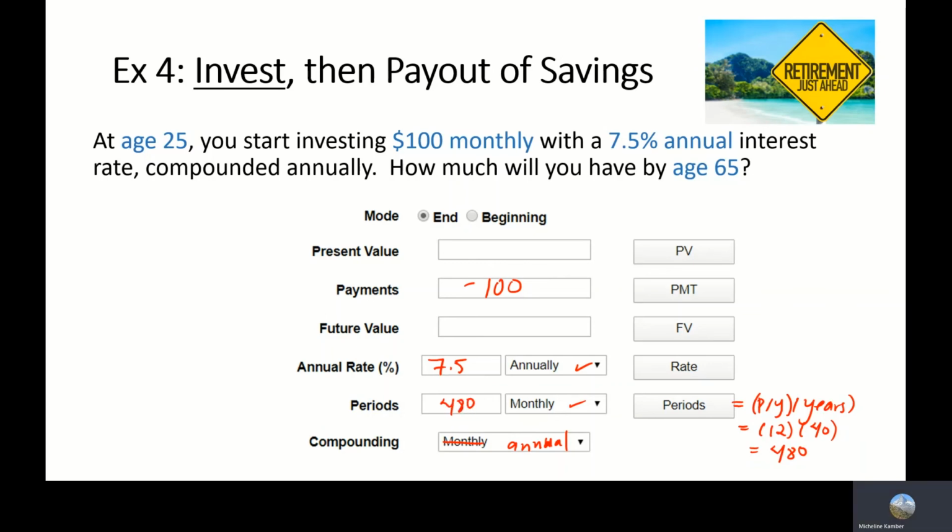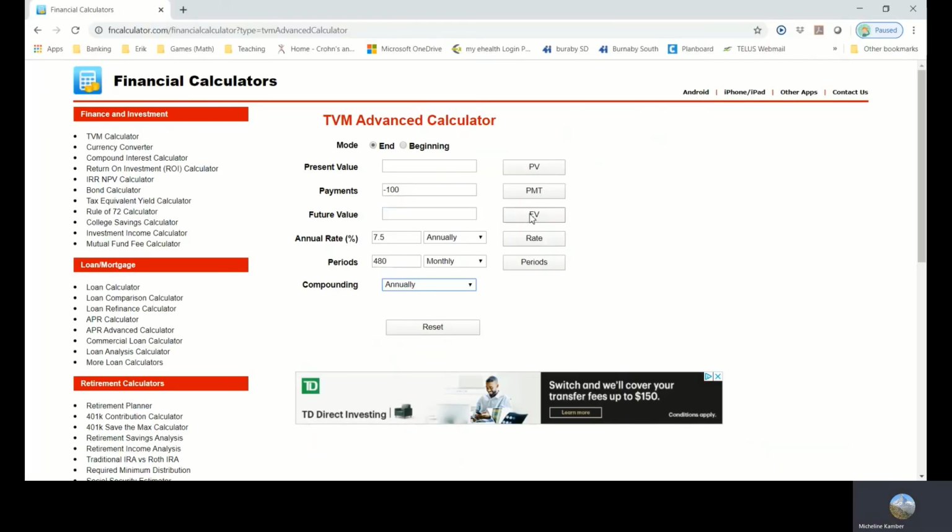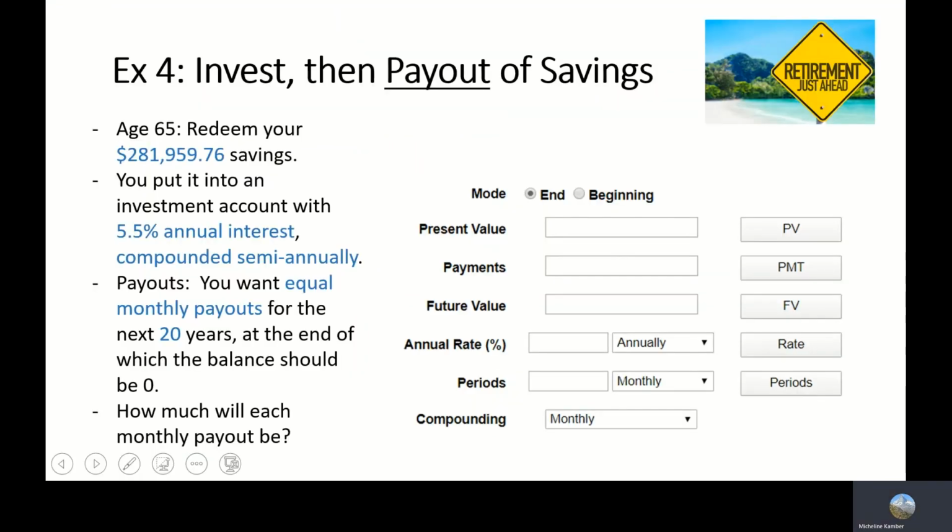Let's see how much we'll end up with. The future value is $281,959.76. In the next part of this question, you've now reached the age of 65 and you have all this money saved up, and you're going to invest that money, and you want to set it up so that you get regular payments for the rest of your life.